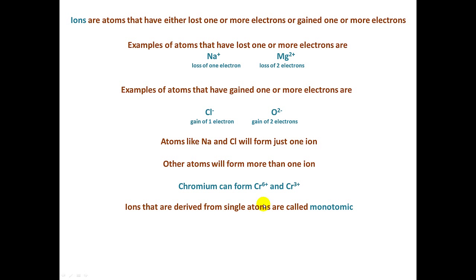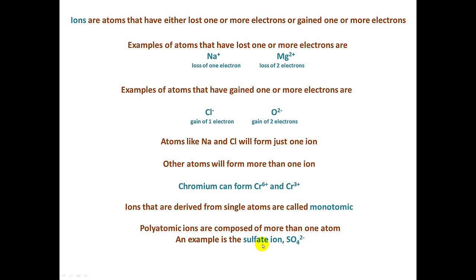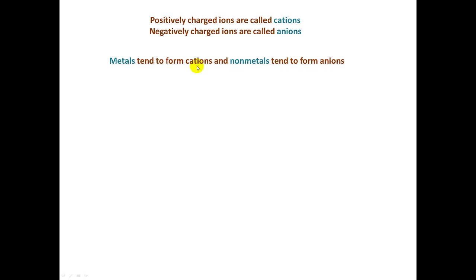Ions that are derived from single atoms are called monatomic ions. Polyatomic ions now are composed of more than 1 atom. One example is the sulfate ion. Notice that it is composed of nonmetal atoms and it has a charge associated with it. The charge is associated with this whole unit. We will talk about polyatomic ions much later. We call positively charged ions cations, and negatively charged ions are called anions. Metals tend to form cations, and nonmetals tend to form anions.